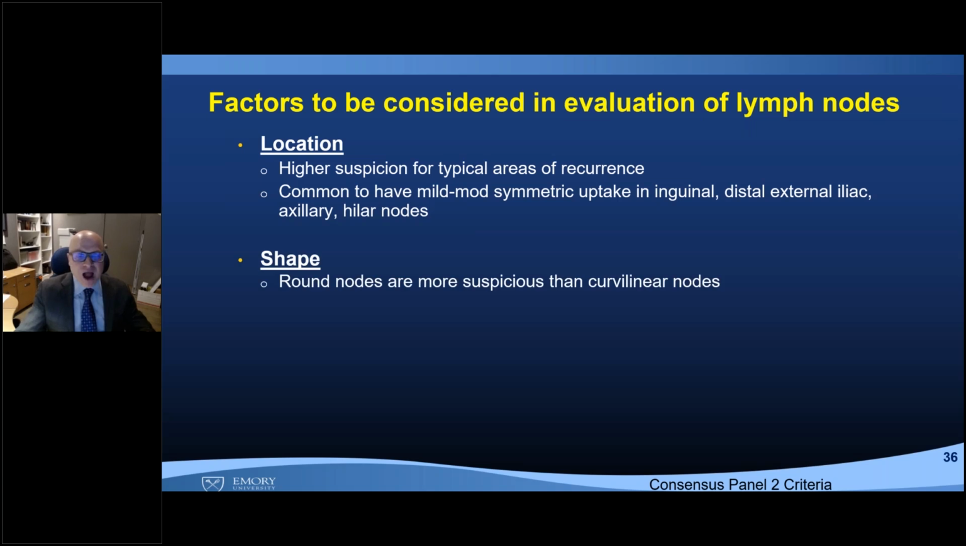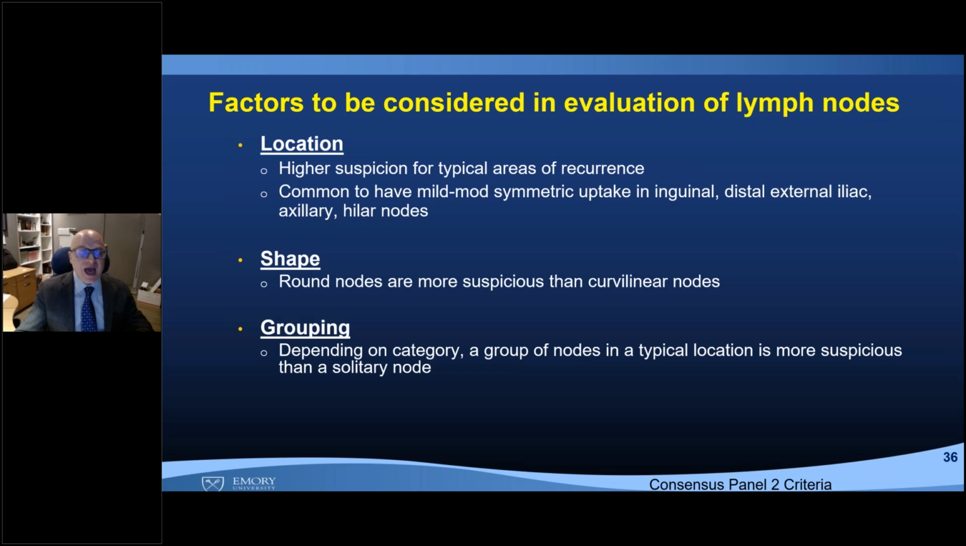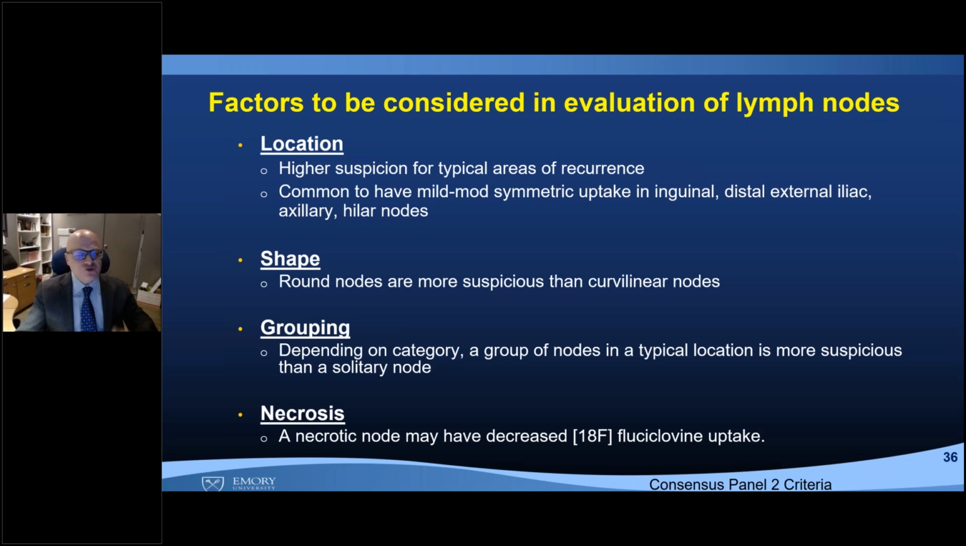Shape. Round nodes are more suspicious than curvilinear nodes. And grouping. Depending on the category, a group of nodes in a typical location is more suspicious than a solitary node. It's like criminals sometimes run together in gangs. It's the same idea. And necrosis. A necrotic node may not have much radiotracer uptake, just like we see with FDG.